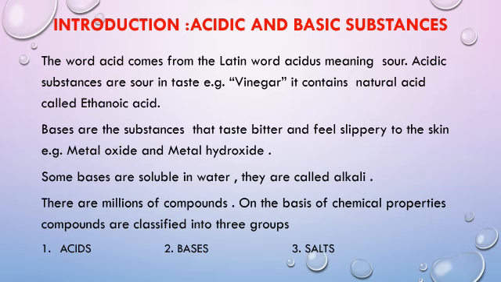What are bases? Bases are the substances that taste bitter and feel slippery to the skin. Example, metal oxides and metal hydroxides. Some bases are soluble in water, that is why they are called alkali. Example, NaOH. There are millions of compounds. On the basis of chemical properties, compounds are classified into three groups. First, acids, second, bases, and third, salts.